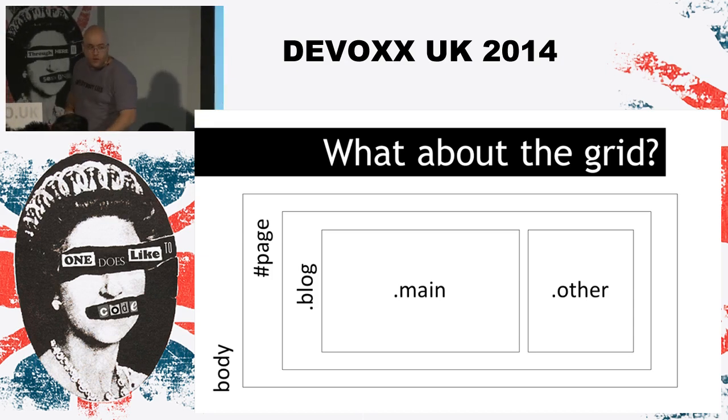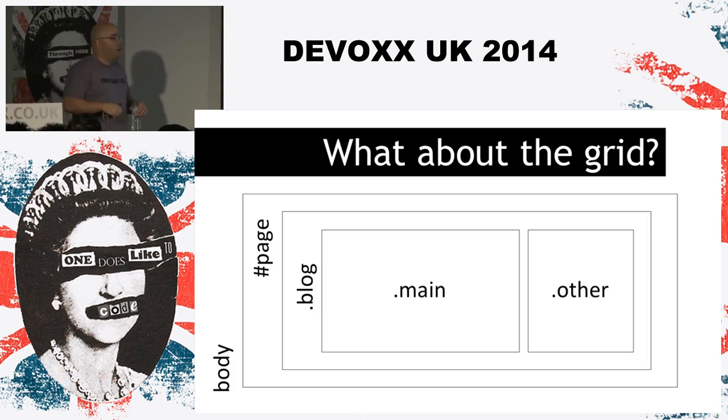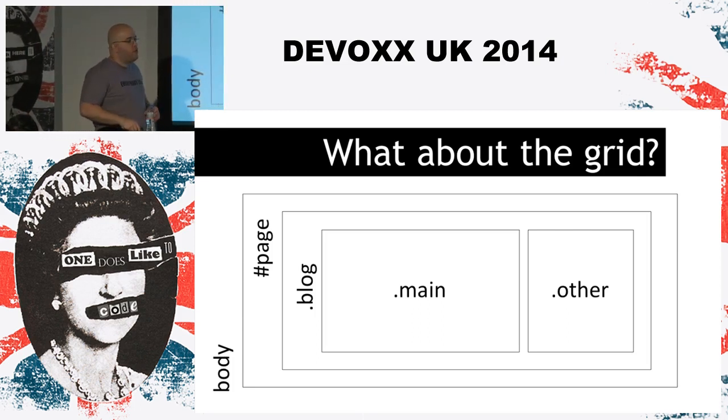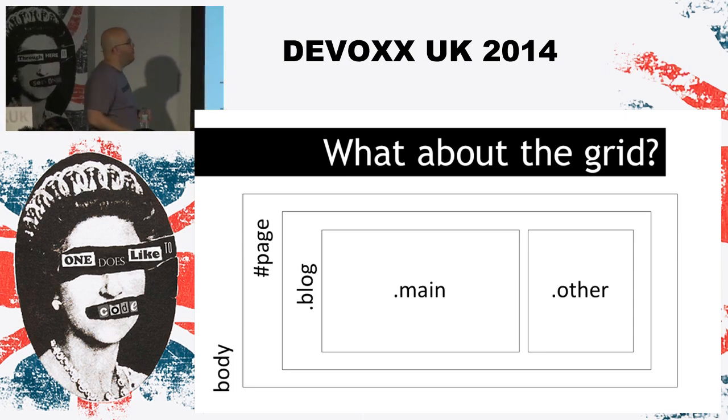Inside of this, I'm going to have a main, another div, a main. And that's going to have all my content also. So all my blog posts will probably be like this. And I also have another div that's going to be other, for ads, for comments, or whatever you want. This is my web page.